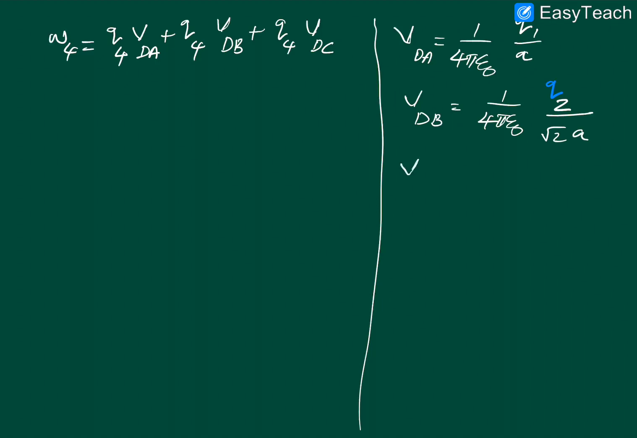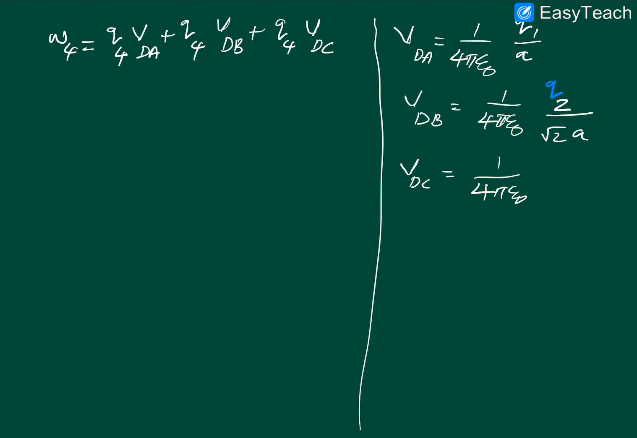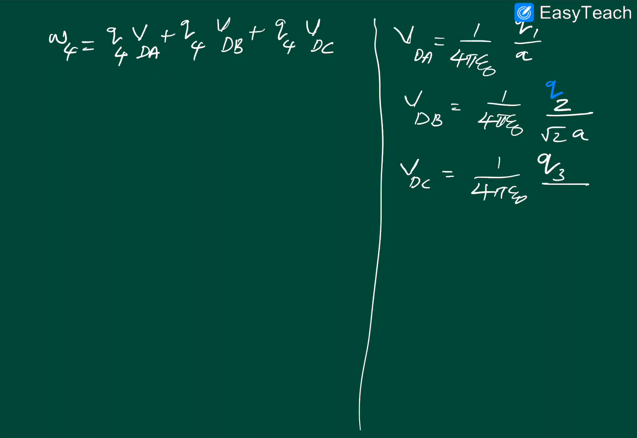Now what is VDC? It is 1 by 4 pi epsilon 0. VDC means potential at D due to the charge at C. Which is the charge at C? It is Q3, divided by the distance between Q3 and Q4. It is A, because the side of the square is A.